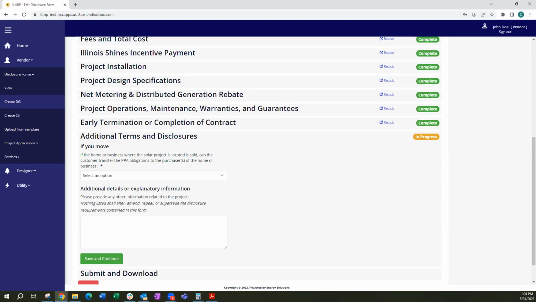The additional details or explanatory information section may be used to enter terms and conditions to be outlined in the customer's contract that are pertinent to understanding their installation, timing, pricing, or other information related to the project that has not been covered by the previous sections of the disclosure form.